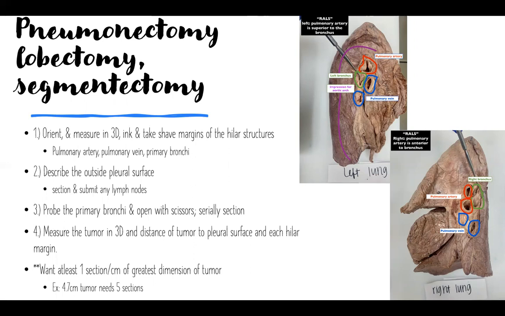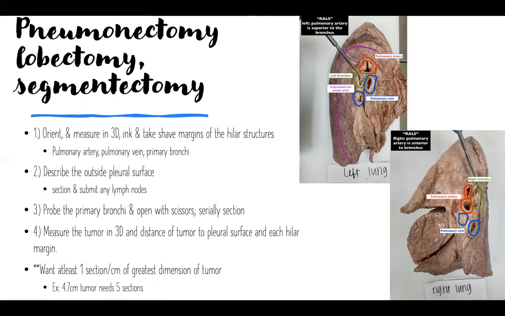So it basically means where your pulmonary artery is in relation to your primary bronchus, which is kind of a mouthful, but it'll make sense. So RA, your pulmonary artery is going to be anterior to your primary bronchus on the right lung, RA. And then on the left lung, your pulmonary artery is going to be superior to your primary bronchus on the left lung, so LS. So orient it, measure it in 3D. If you palpate any lesion, you're going to want to ink on the pleural surface right over that lesion.